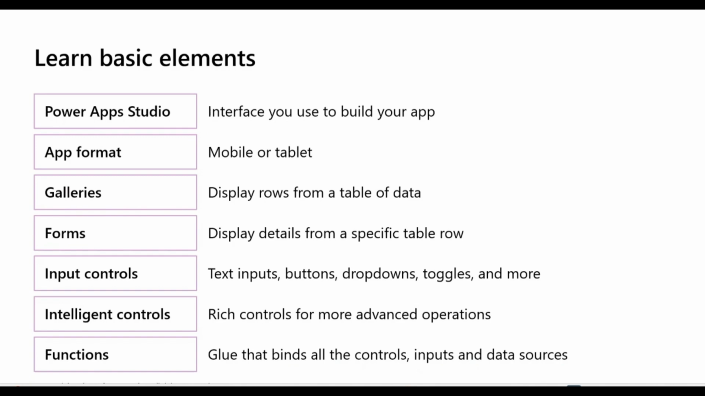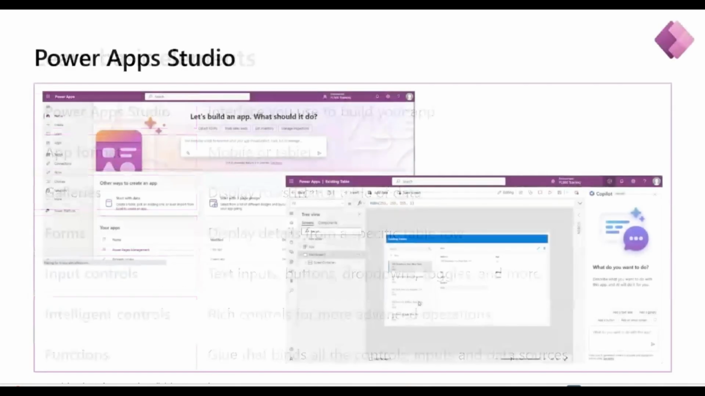Coming to the functions, this is about Power Fx, the Excel style formula, that's the glue which binds all the inputs, the controls, as well as the data sources. In case you want to establish a connection between two screens of your Canvas app or two different components from your Canvas app, you will need to understand how the formulas are set and how the formulas are being used, right? So these are some of the basic elements in the Canvas app.